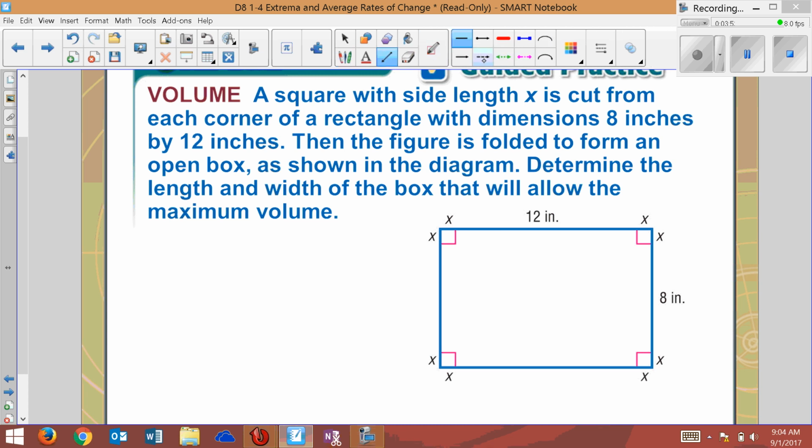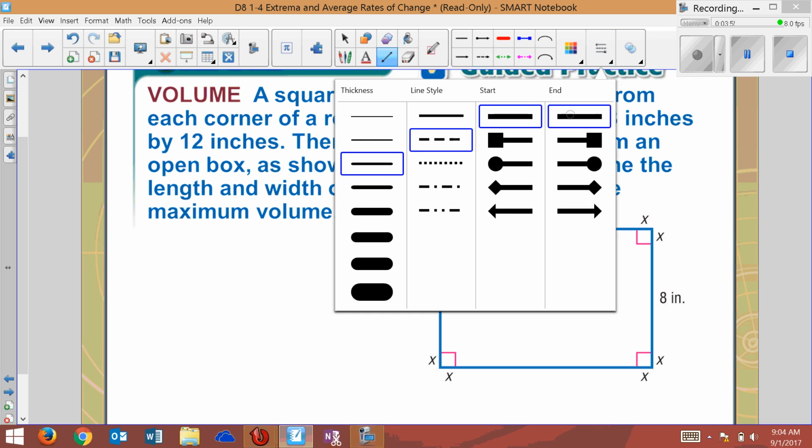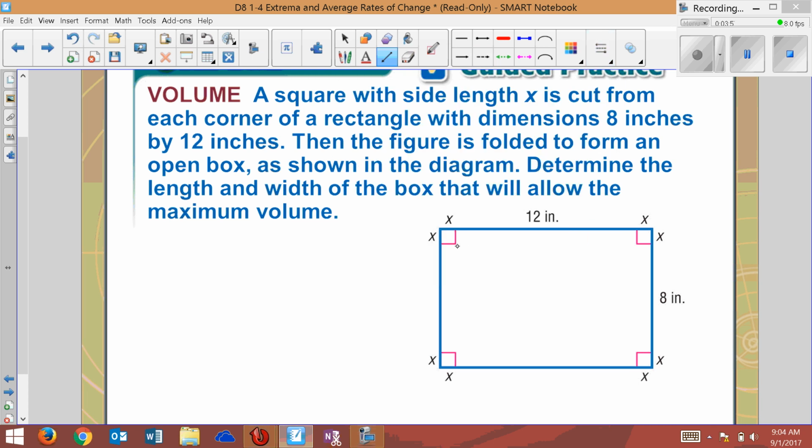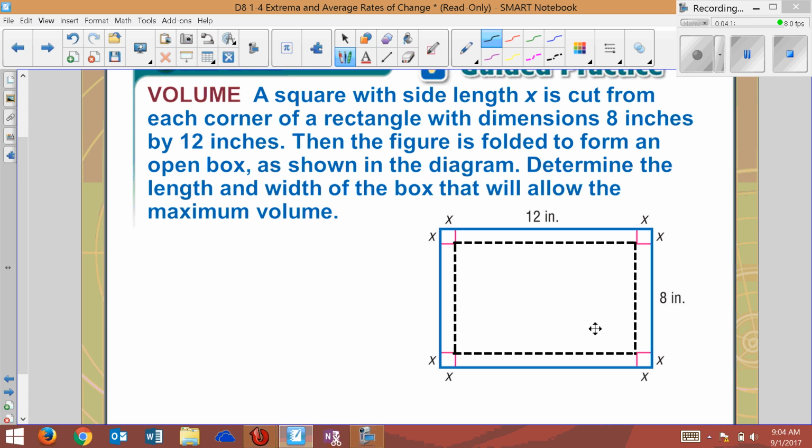And so if you didn't catch what the problem was saying, it says that it is folded. So after you cut these out, imagine those corners falling out. You fold it on these dotted lines. And so when you fold it, we now have a box, because this becomes the floor of the box, and these become the walls. And so we have 3 dimensions. If we wanted to find the volume, we'd have to do the length times the width times the height.